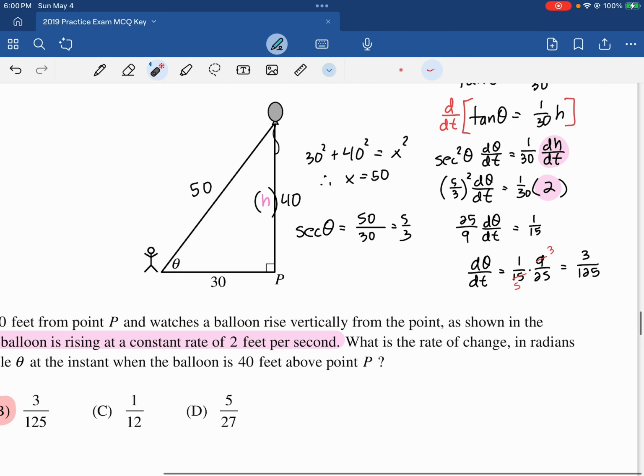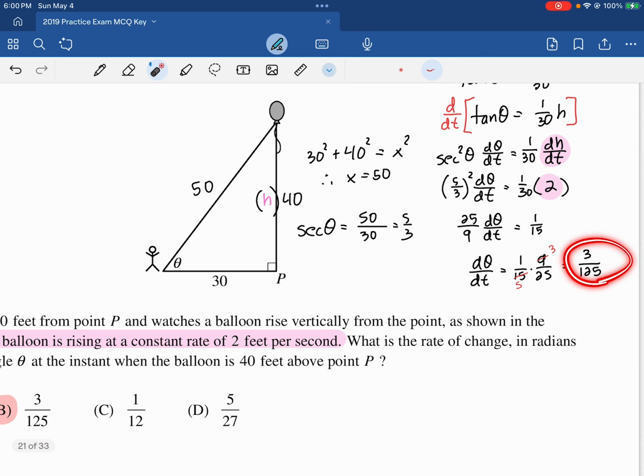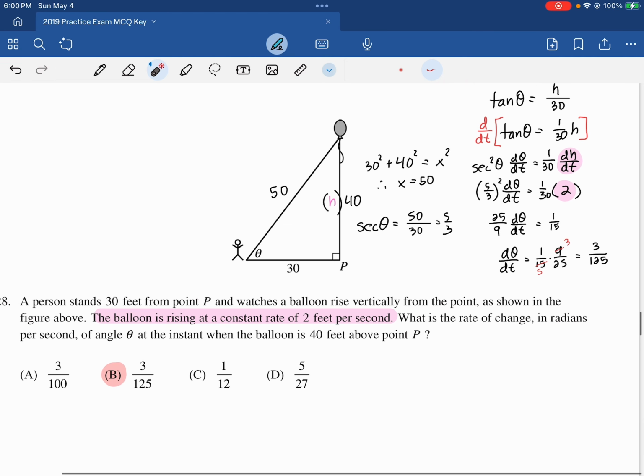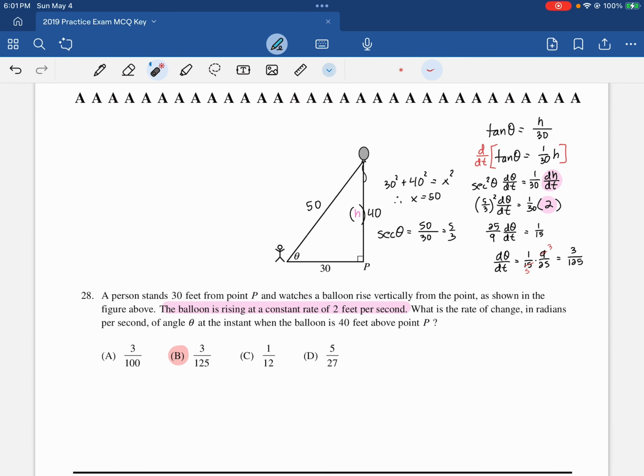So I used this value to create an equation where I could rewrite my secant as 5/3 and then substitute that in. 5/3 squared is 25/9. The change in height per change in time was 2. You just solve for d theta dt and end up with, I think it was 3/125 radians per second. Feel free to convert this to degrees if that makes a bit more sense contextually for you, but in terms of radians, this is what we got. We picked choice B. Definitely one of the hardest ones on this practice exam.